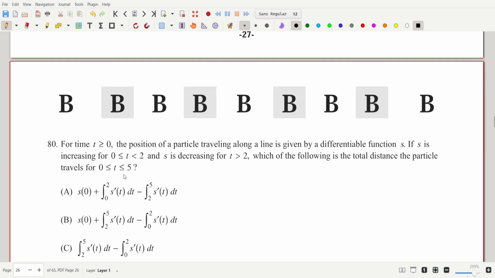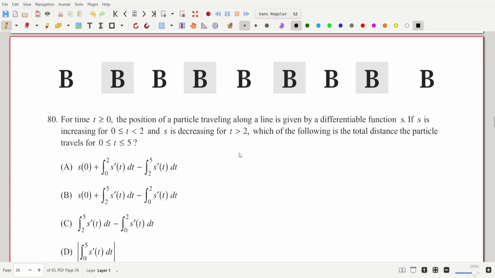All right, 80. For time t greater than 2, the position of a particle traveling along a line is given by a different function. s is increasing. That means v prime is positive on 0 to 2. And then v prime is negative on 2 to 5 at least. So to find the total distance traveled, you need to integrate 0 to 5 of the absolute value of v.